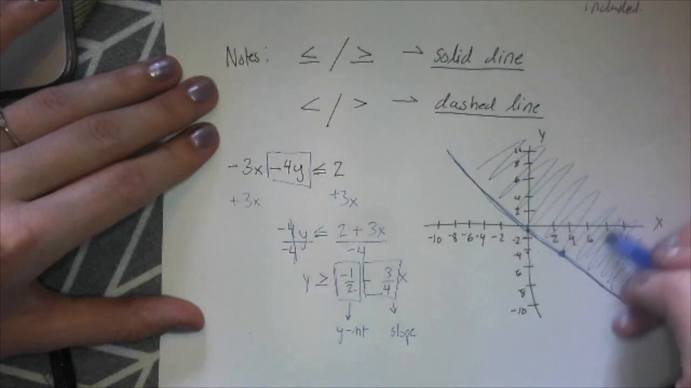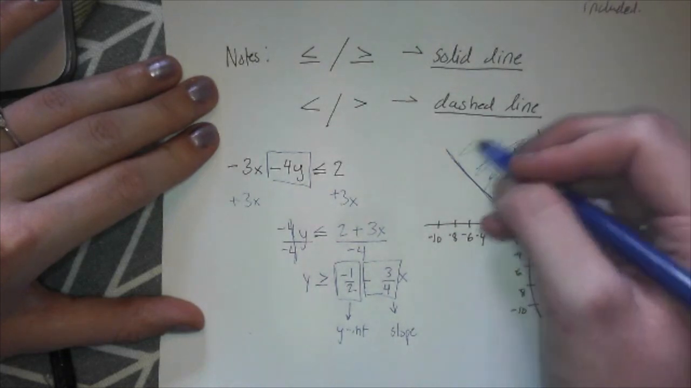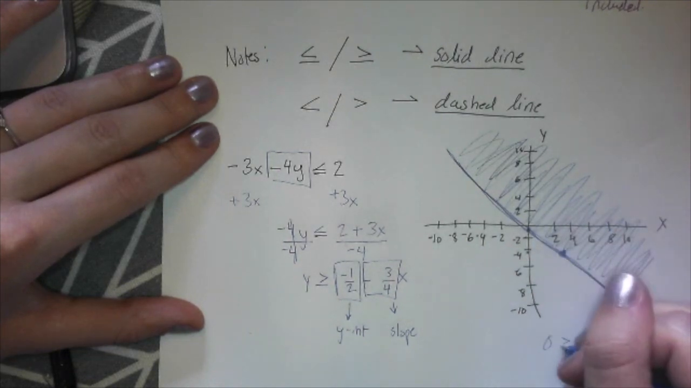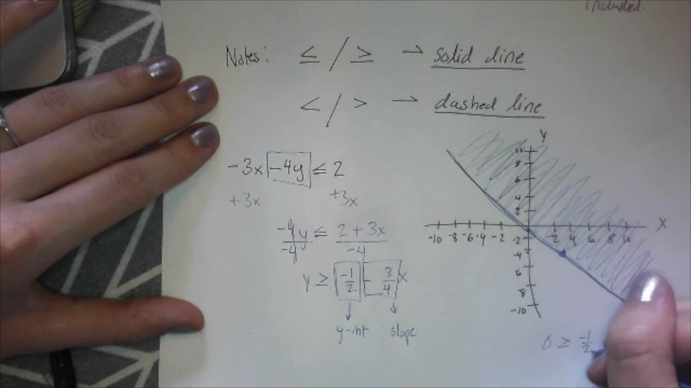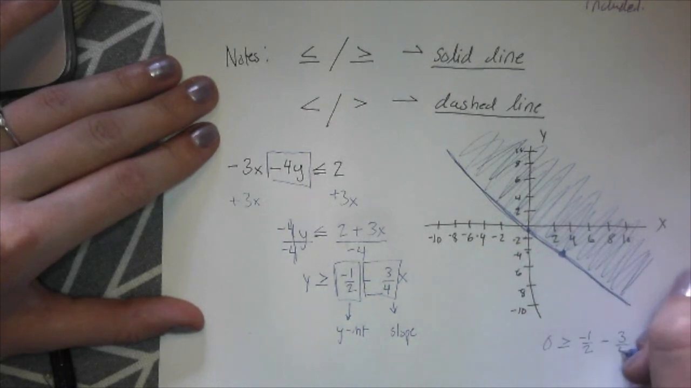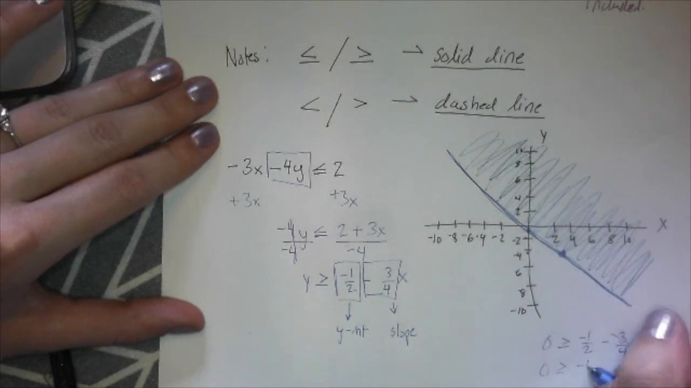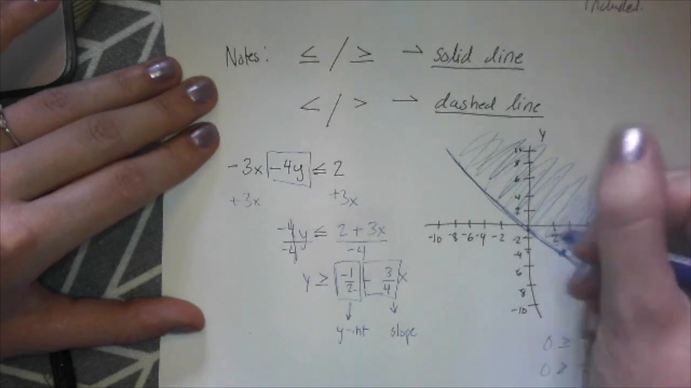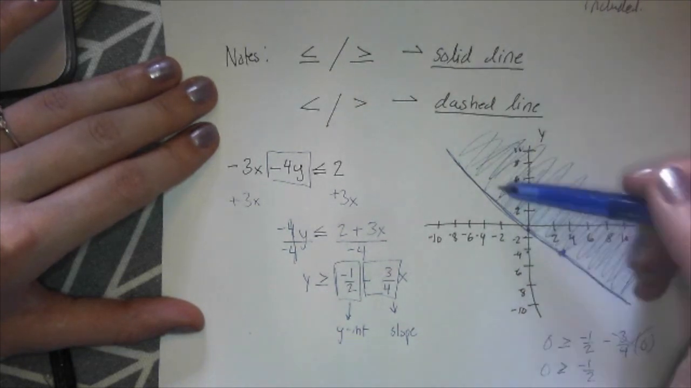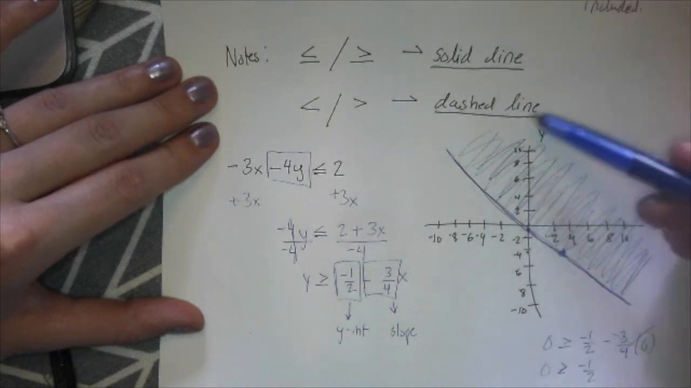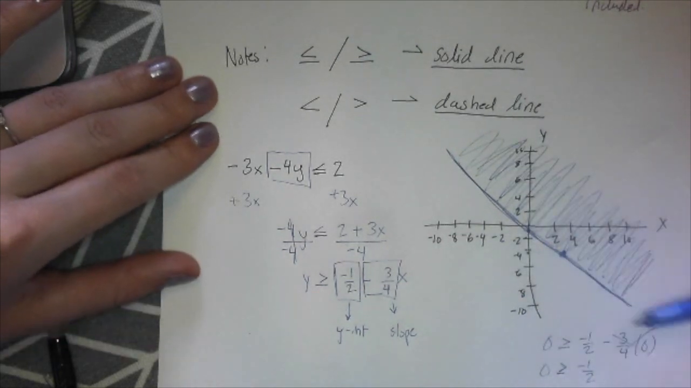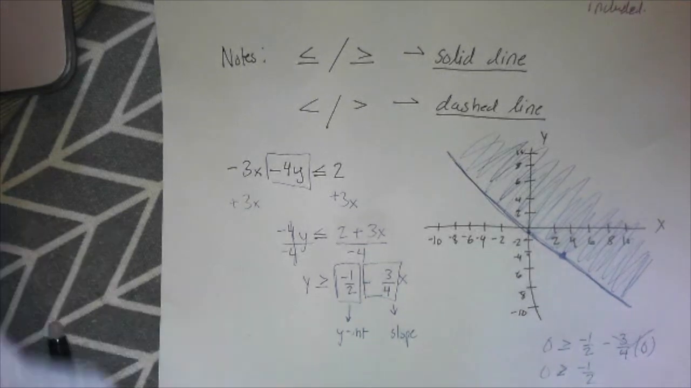All of the values on this side of the line are solutions, and we can test that with the origin. So we have 0 is greater than negative 1/2 minus 3 over 4 times 0, so that cancels. And 0 is indeed greater than negative 1/2. So we know that the origin is a solution, so it is included in the solution set. So y is greater than or equal to negative 1/2 minus 3 over 4x, and this is how you show that.